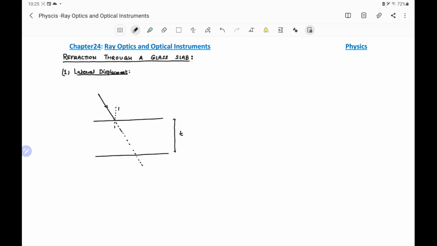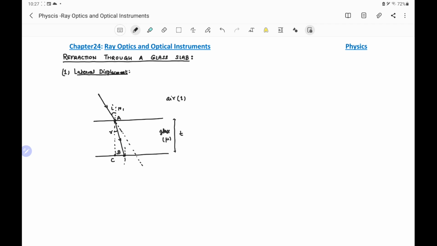So this is the normal 1 and the angle of incidence is I. This ray moves from air to glass. The refractive index of air is 1 and of glass is taken as mu. Because the ray is moving from a rarer to a denser medium, it deviates towards the normal and the angle of refraction is R. This normal meets the second surface at point C. The point on the first surface is A and the point on the second surface is B.